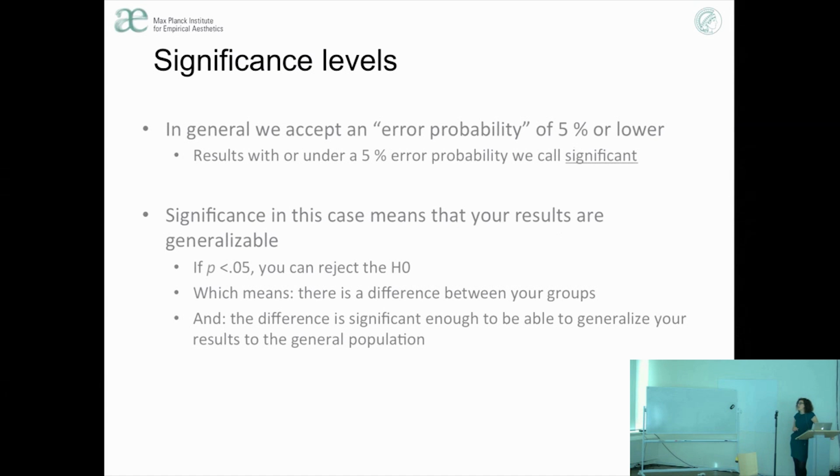So results with or under a 5% error probability we would call significant. Significance in this case would mean that your results are generalizable. If the p-value is below 0.05, you can reject your H0, that there is no difference, which means that there is a difference between your groups and that the difference is significant enough to be able to generalize your results to the general population.